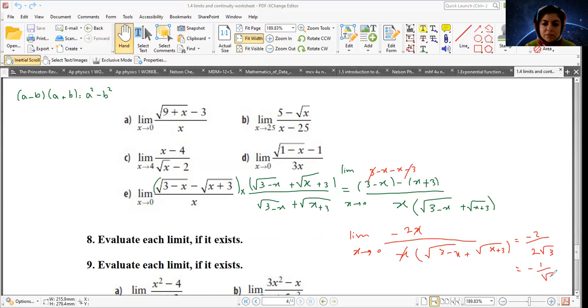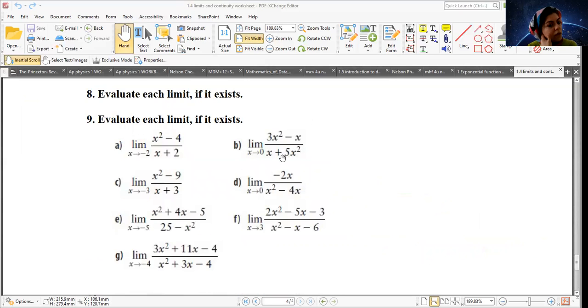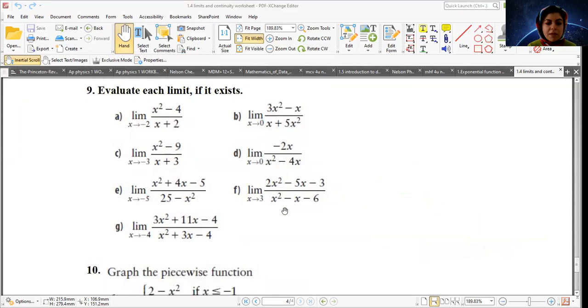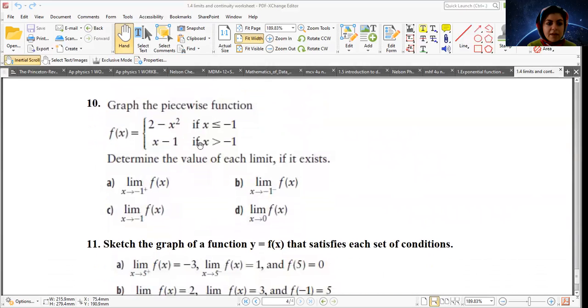Do you have any question? No, I think it's fine. Yeah. And these are fine, though. Just write that in factor form and you cancel the unwanted roots, then you just substitute x to be that value. Yeah. Now, graph the piecewise function, determine the value of each limit.